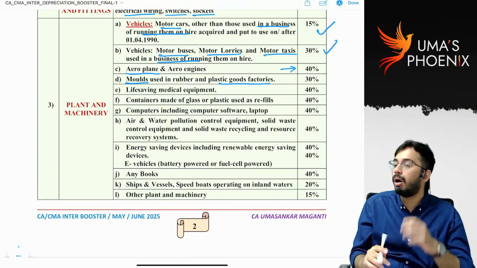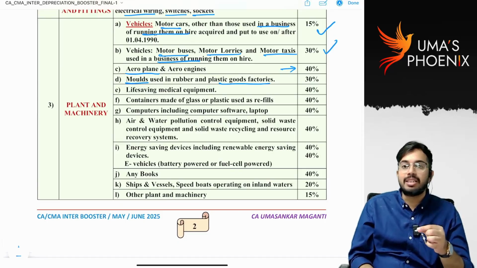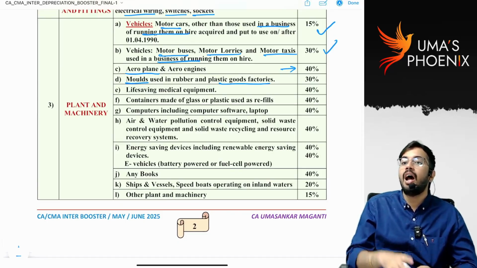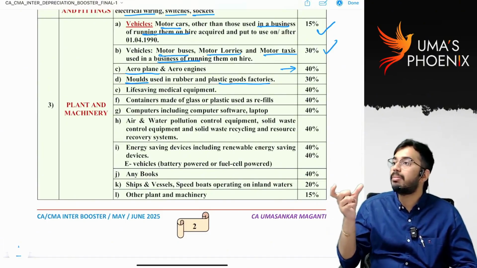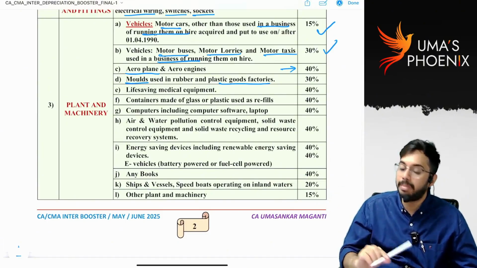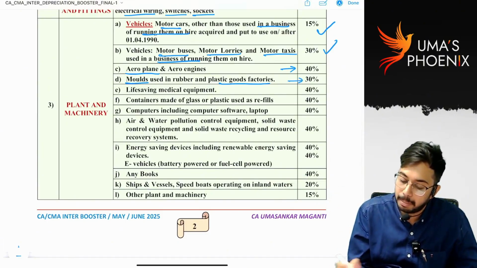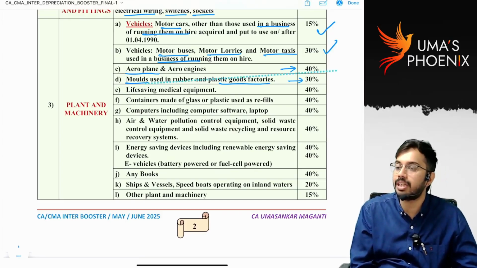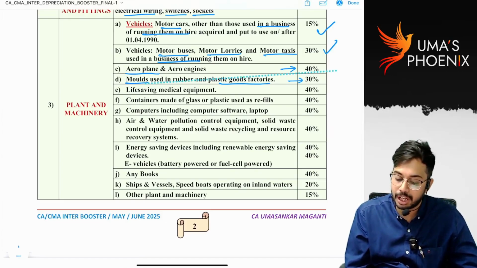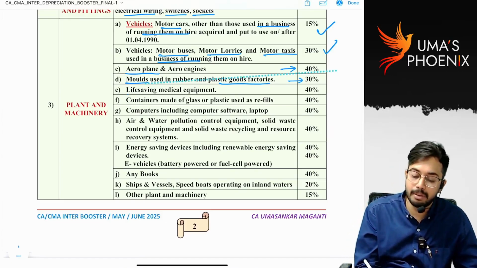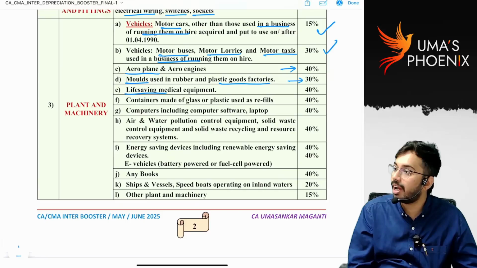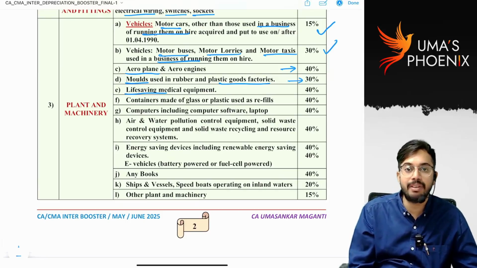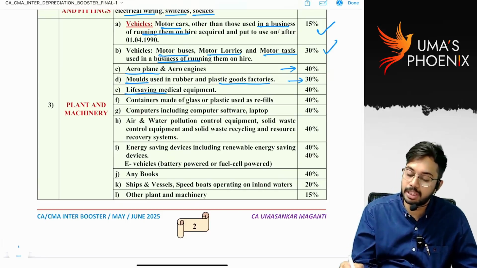So the mold is also an asset, because using a mold we will create hundreds of assets. On molds, the rate of depreciation applicable is 30%. Molds used in rubber and plastic goods factories, on such molds we will apply a 30% rate of depreciation. Life saving medical equipment, like a ventilator: on that the rate of depreciation applicable is 40%.